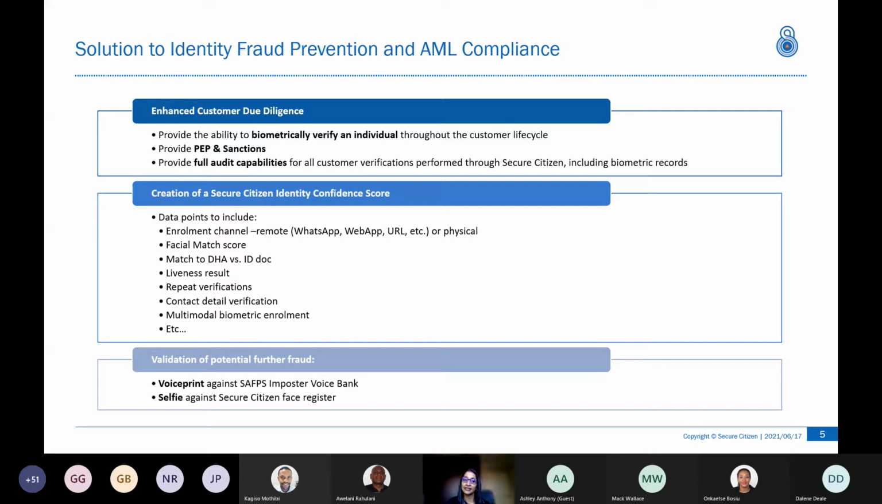We provide PEP and sanction solutions. We provide full audit capabilities for all consumer verifications performed through Secure Citizen, including the biometric records, so that if there are any disputes, you can always go back to see who the person was that performed that transaction.